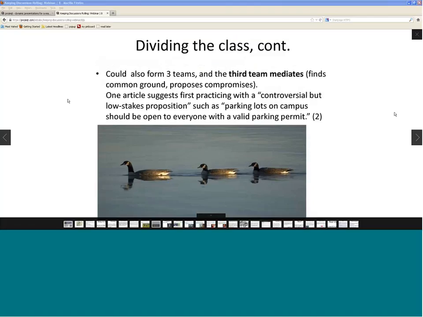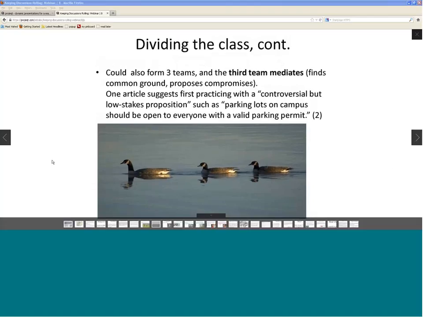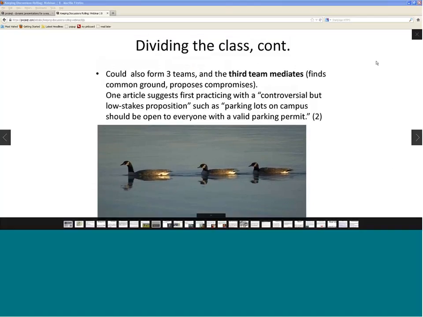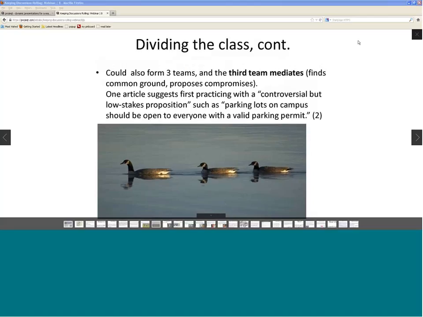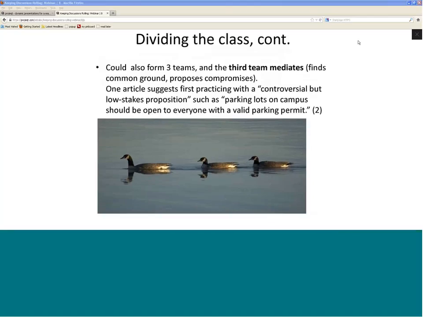Along that same line, an instructor could, for example, form 3 teams, with the third team mediating the discussion. And one of the articles that we came across in the preparation of this presentation suggests that you could use a controversial but not quite as heated topic, such as this example that you see here. Parking lots on campus should be open to everyone with a valid parking permit.